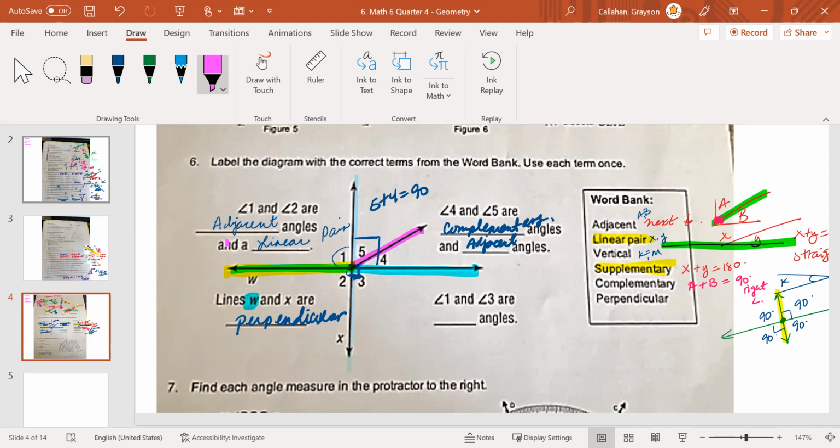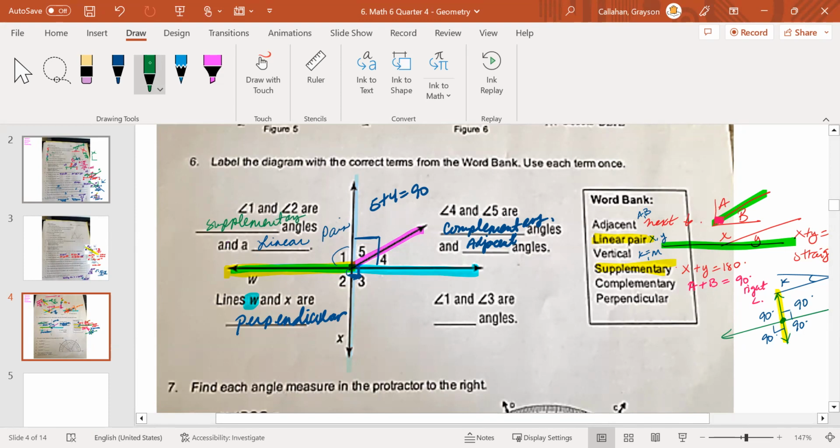So 1 and 2. I'm going to go back to this right here. Since this one has to be adjacent, 1 and 2, the first part here, we're going to change it. Angle 1 and 2 are, we can say, supplementary.